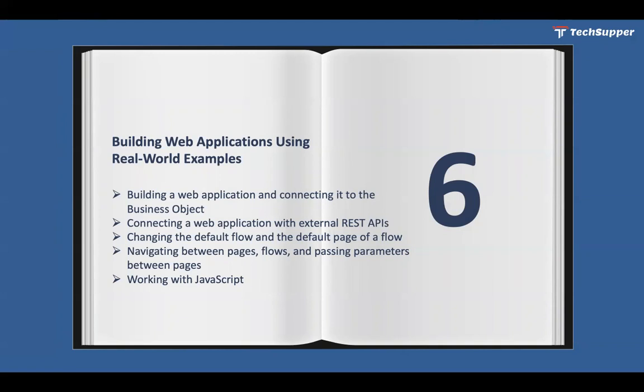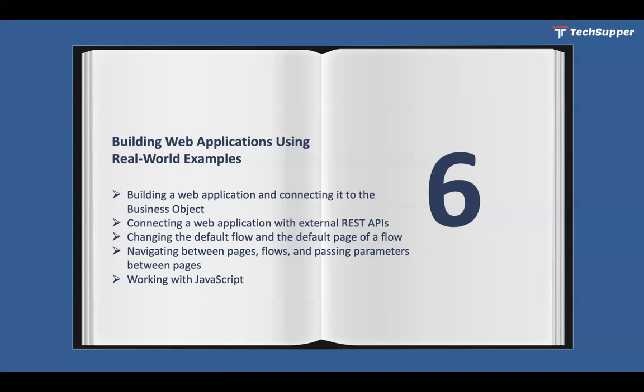From this chapter, the sixth chapter, we will start developing various web and mobile applications with a lot of real-time examples. The sixth chapter is related to building web applications using real-world examples. Here we'll start creating a web application. We'll connect it to the business object to populate the data and to perform various operations on the business objects.